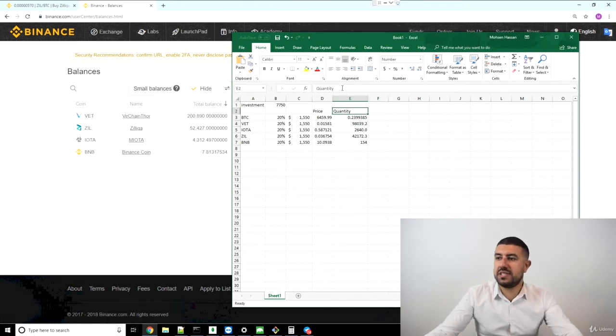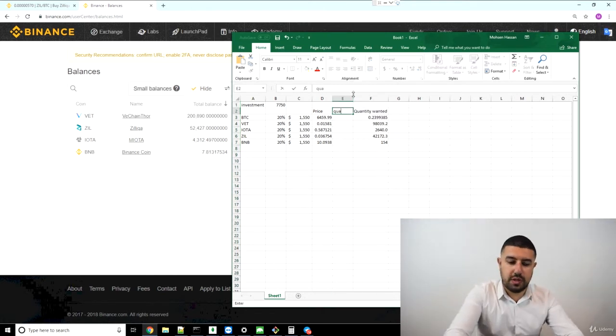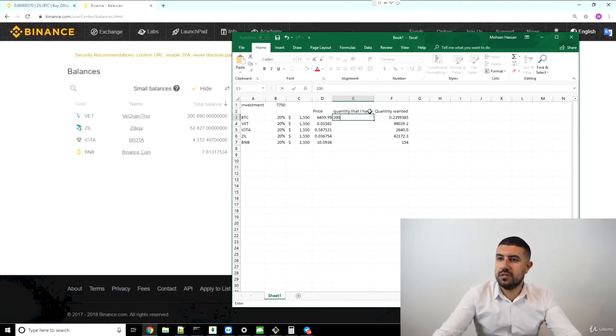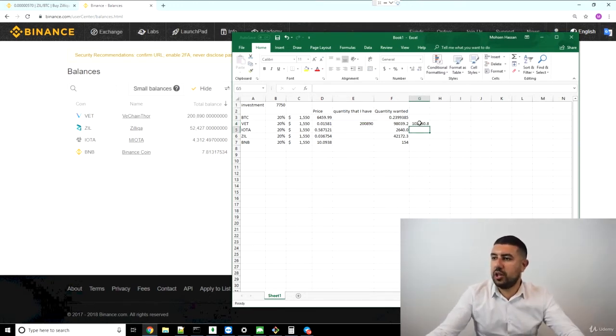So this is the quantity wanted. And this is, I'm going to add here, quantity that I have. Okay. So right now I have 200,890. And that's for VeChain. And I want this much. So I have to sell this minus that. I'll have to sell all of these.